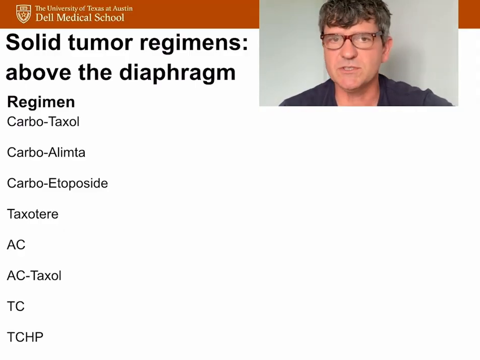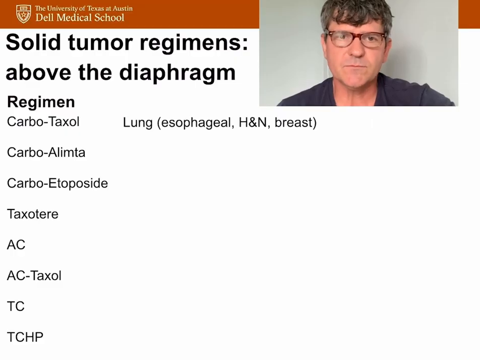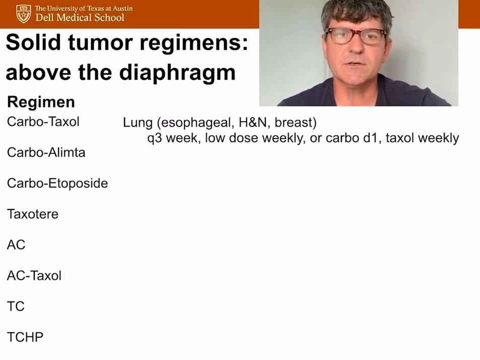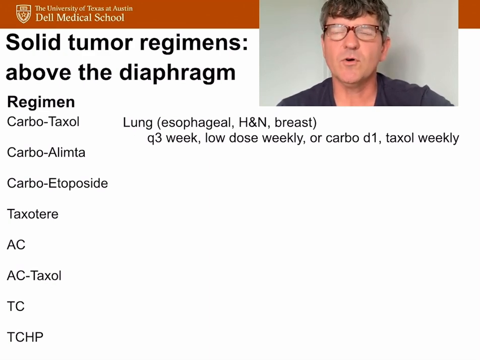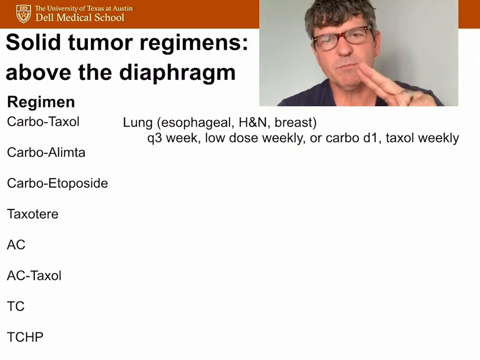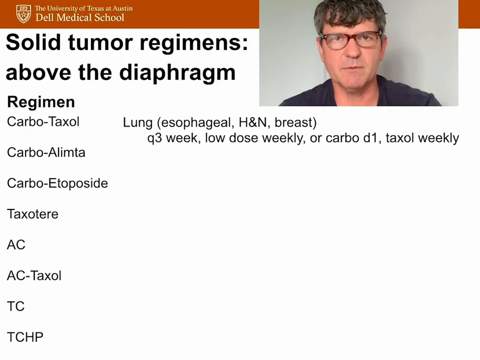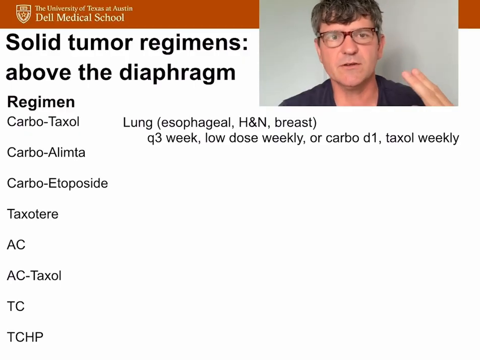So these are the regimens that you have to understand. So carbotaxol, this is used in lung as well as esophageal cancer, head and neck cancer, breast cancer. And it's complicated because it can be mixed up in different ways. The oldest way to do it is just give big doses of both at once, give carboplatin and give docetaxel every 3 weeks. So those two drugs together. So again, Taxol is paclitaxel, not Taxotere.